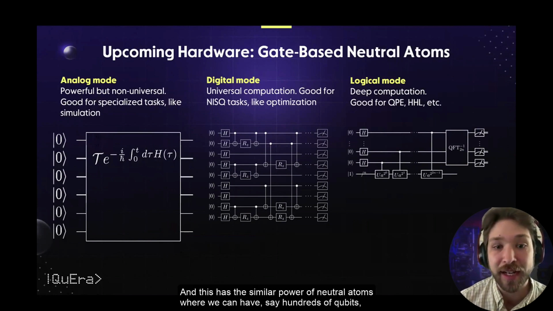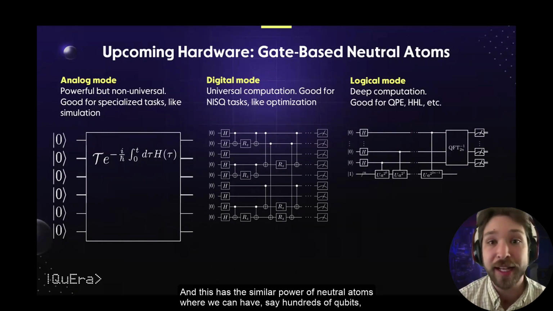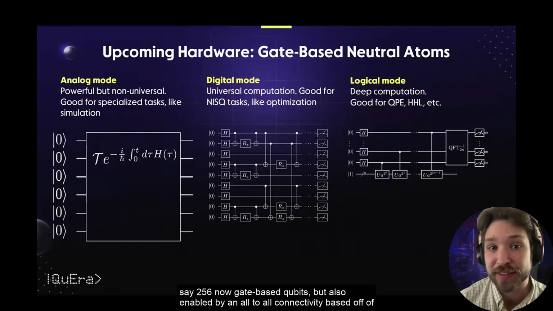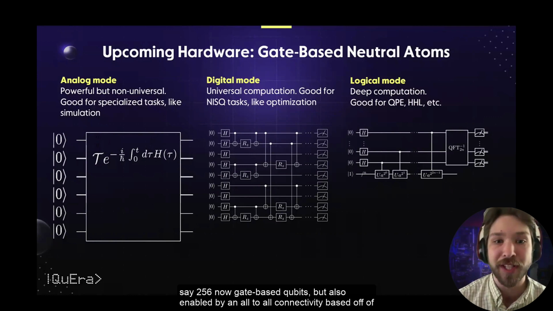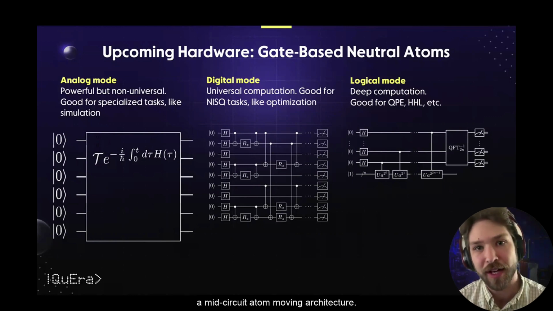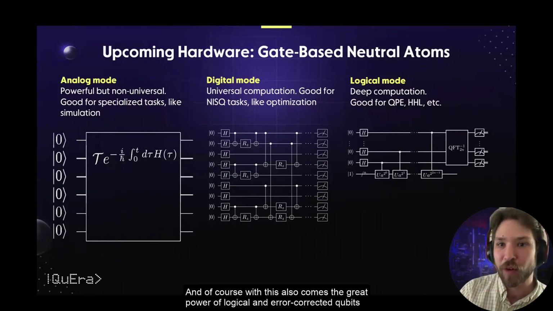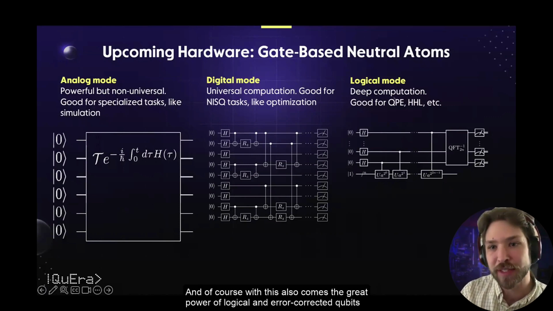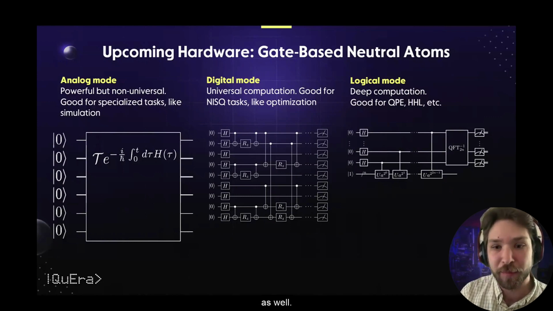And this has the similar power of neutral atoms, where we can have, say, hundreds of qubits, say 256 now gate-based qubits, but also enabled by an all-to-all connectivity based off of a mid-circuit atom moving architecture. And of course, with this also comes the great power of logical and error-corrected qubits as well.